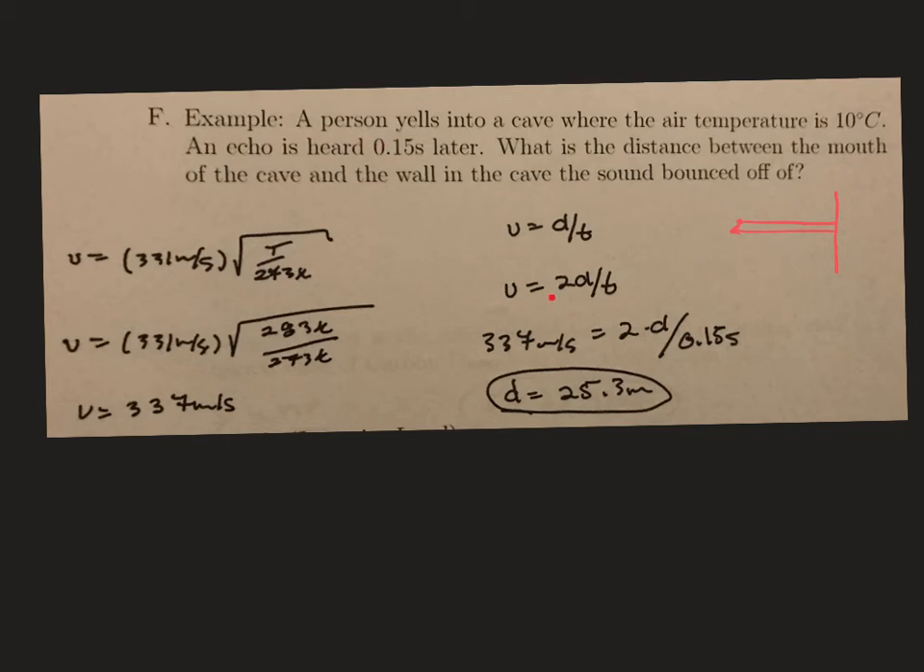So that's why I plugged in 2 times d here, because the time we're discussing is there and back, not just there. So I'm multiplying the distance times 2 because the distance of interest is covered twice in the time provided in the problem. So I'm plugging in my 337 meters per second equals 2 times the distance we're looking for divided by the 0.15 seconds, and that gives me a distance of 25.3 meters.